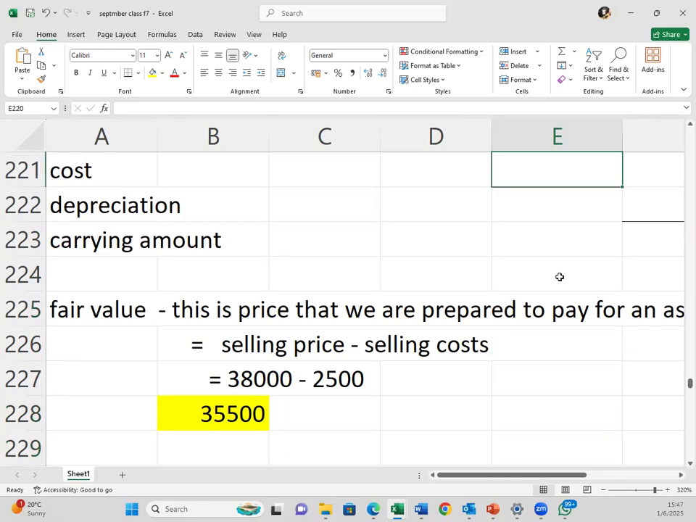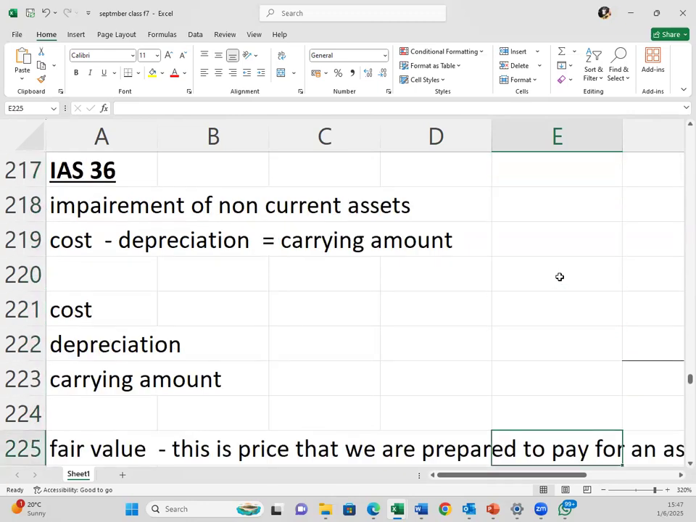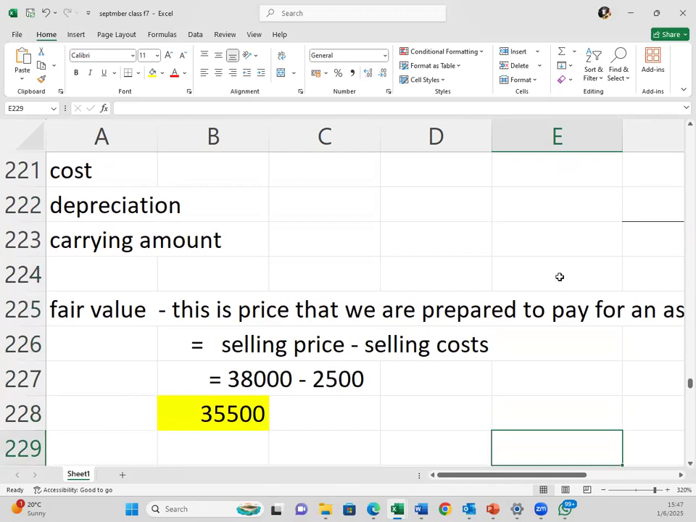We gave an example last time that if we have this asset in the business and the highest bidder is saying, I can pay you 38,000, but to get this person, we need to find an agent who can help us. So the agent needs their agent fee of 2.5. It means that what we can recoup from the market is 35.5. So that is the maximum we can benefit from this vehicle. So the fair value is the maximum we can get from the market.